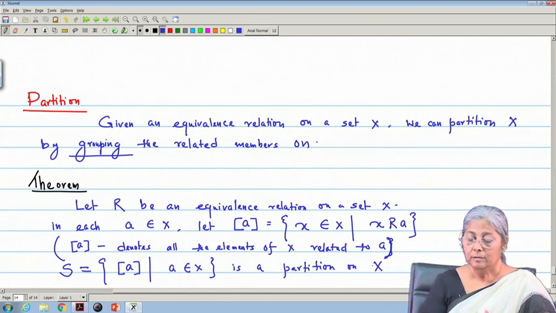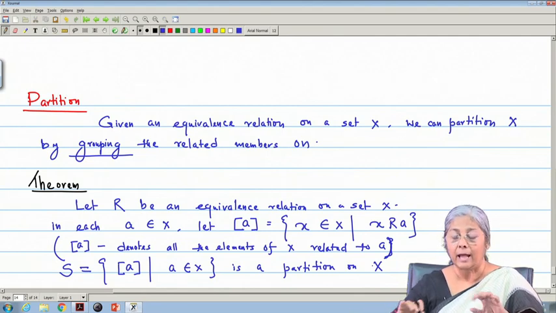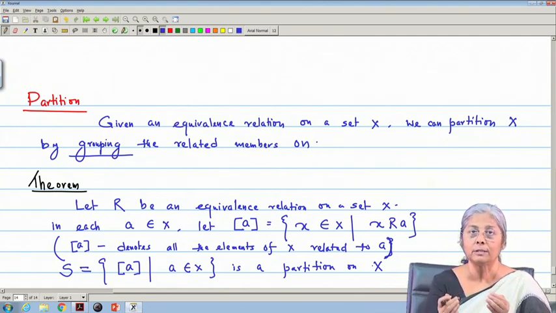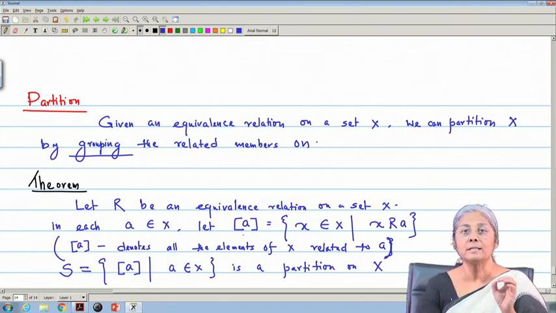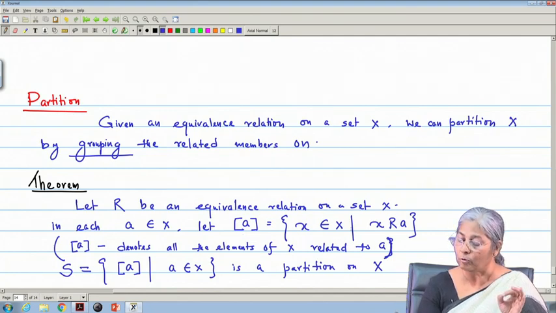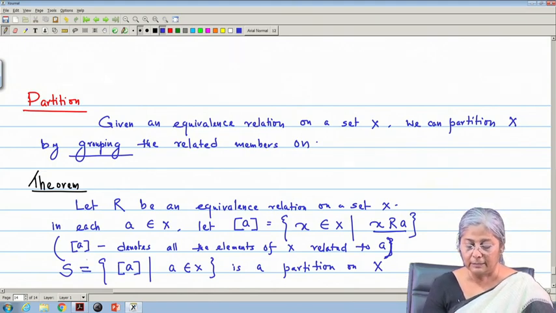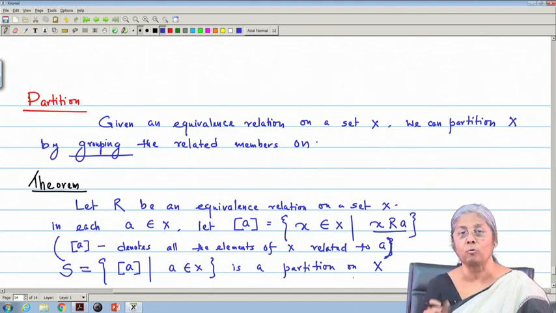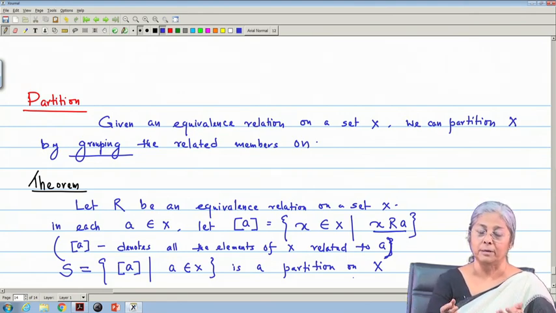So, in a very simple way, if R is an equivalence relation on a set X, we are identifying all the elements which are related, and we denote that by this box [A]. Say A is one such element, and all x which are related to A, that is why we have written x R A. These all elements related to A we denote by [A], and this S of these boxes is a partition on X. That means all elements that are related to A are grouped together, and this is a partition on X.